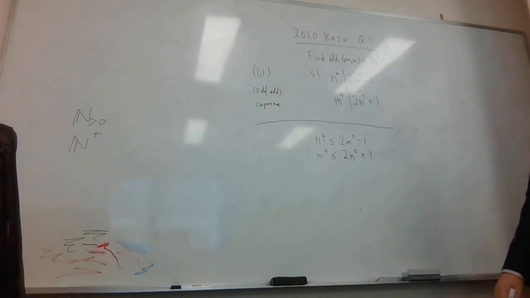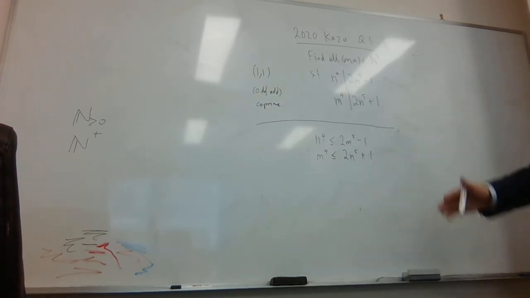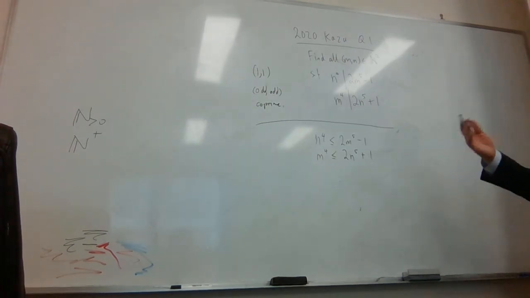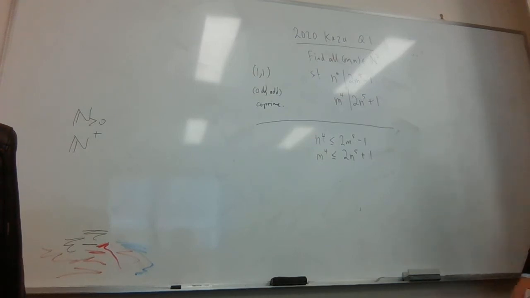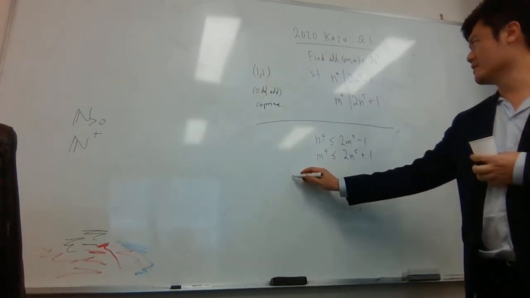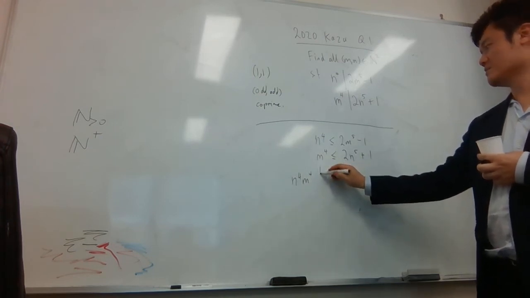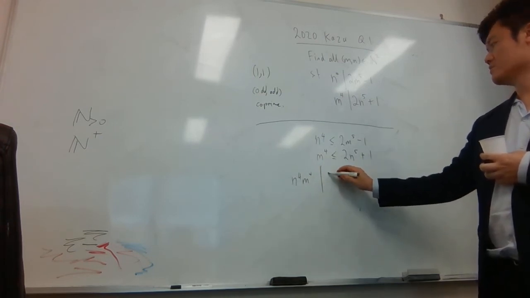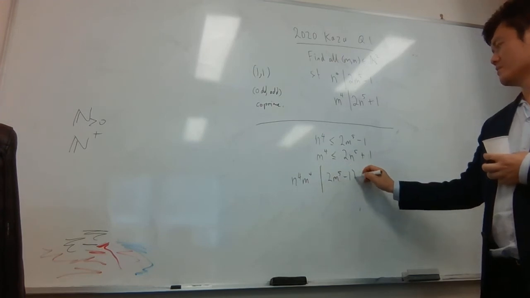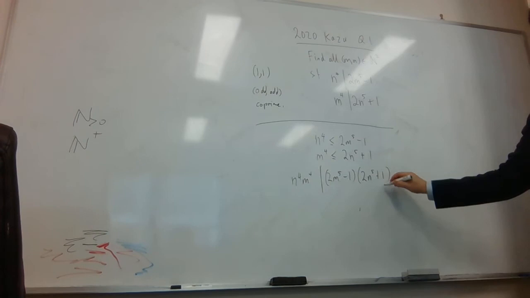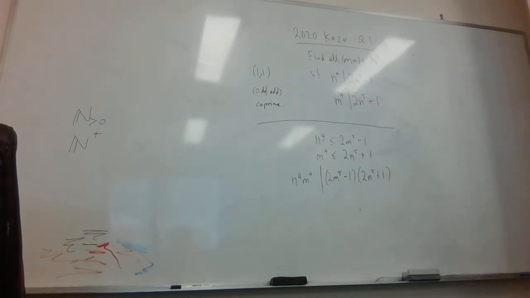So I guess once I gave you this observation, I can tell you how my students finish this off from here. So can you see that n to the 4, m to the 4 divides 2m to the 5 minus 1 times 2n to the 5 plus 1? Is that obvious? Yes.